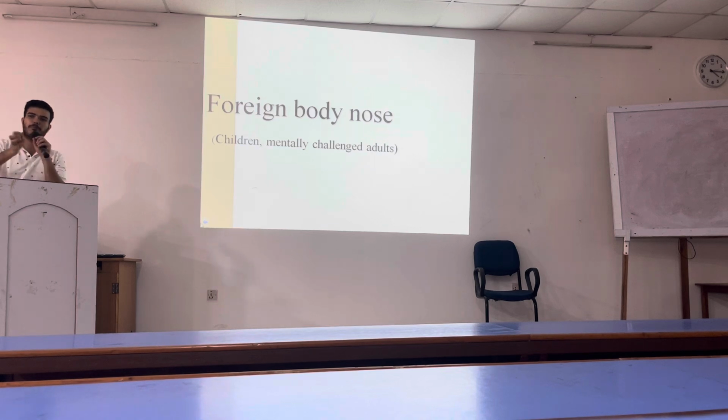Of course, they keep on playing with something, maybe coins, maybe small peanuts, maybe a chocolate, which they can just insert inside their nose. Because of that insertion, there might be certain irritation, there might be a unilateral discharge, and the most common presentation, which is often asked in the examination, is unilateral, foul-smelling nasal discharge in a playful child. This is the presentation, usually.